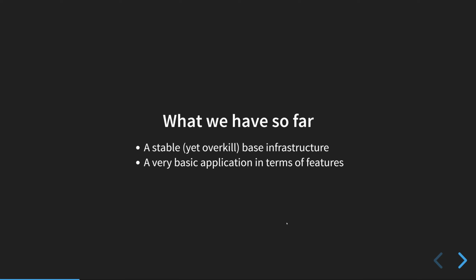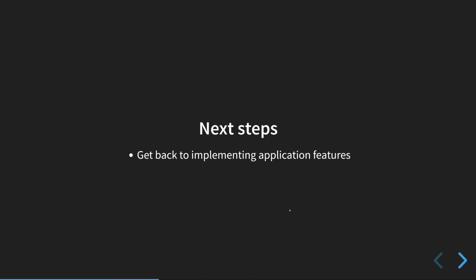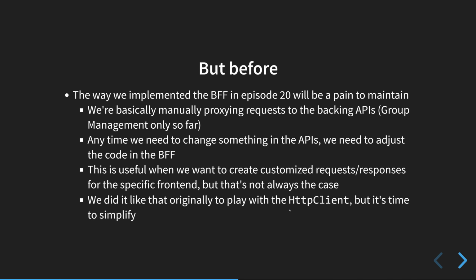But yeah, we have a nice base to work on right now. But we need to get features into the application that right now simply adds groups and removes groups and edits group names, so it doesn't do anything. So it's about time we start implementing new features. But the problem that comes to mind right now is the way we implemented the backend for frontend in episode 20, because that will be really a pain to maintain.